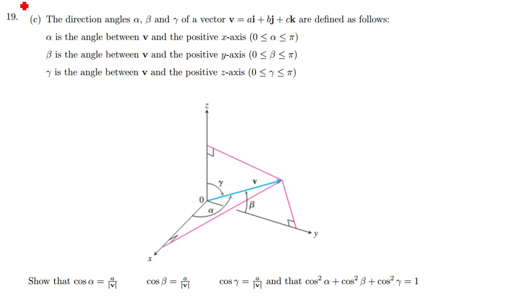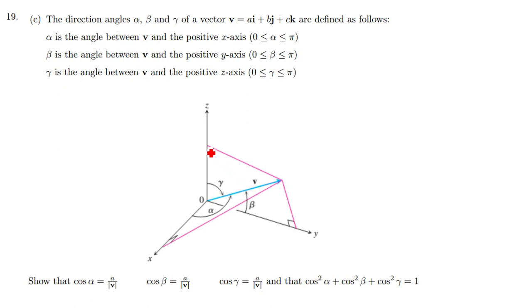Alright, so we're talking about question 19c. We know alpha is the angle between the positive x-axis and the vector v, beta is the angle between the positive y-axis and the vector v, and gamma is the angle between the z-axis and the vector v. So we've been told to show that cos alpha is equal to a over the magnitude of v. How do we do that?